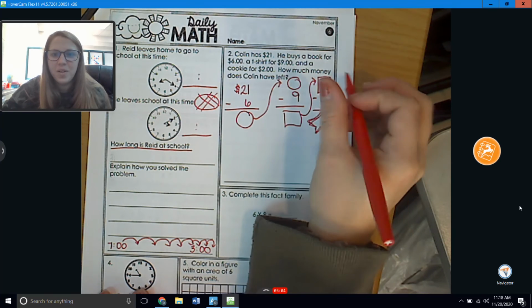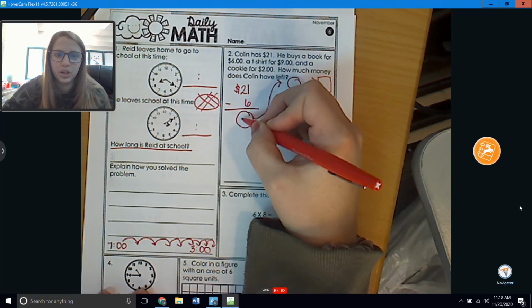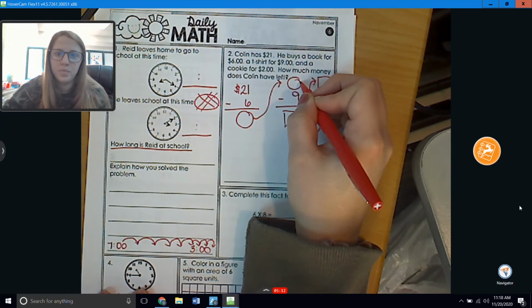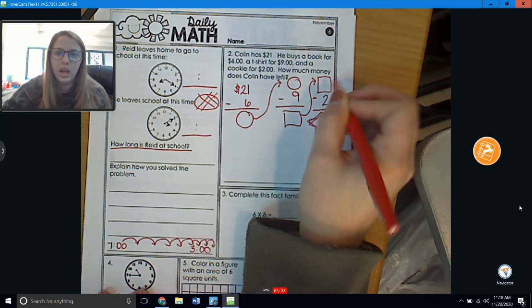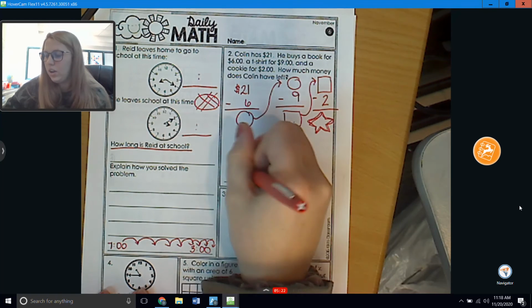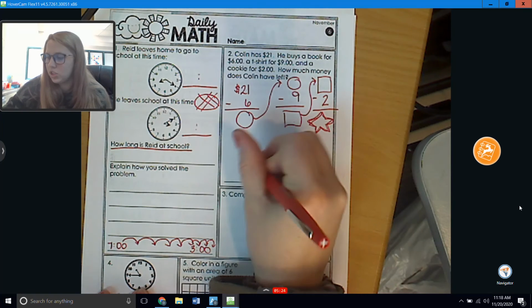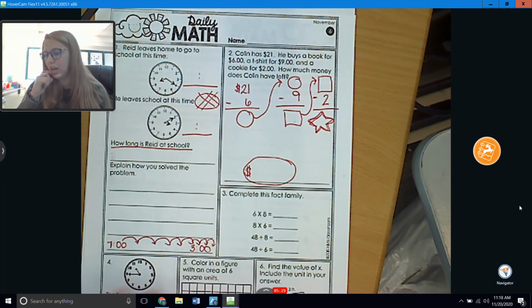So 21 minus 6 is your first step. You're going to solve. You'll take this answer, put it up here. Your circle minus 9 equals square. Square is going to come up here, and then you have square minus 2 equals your final answer. So he will have how much money left over. Don't forget to include that dollar sign.